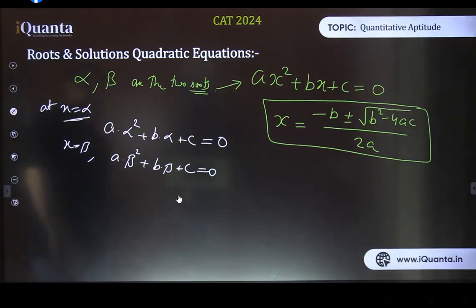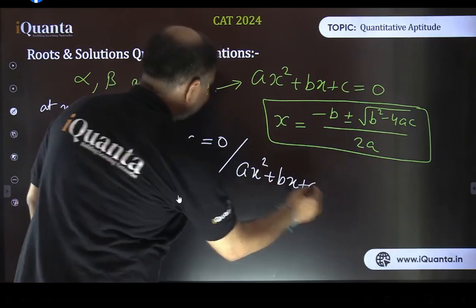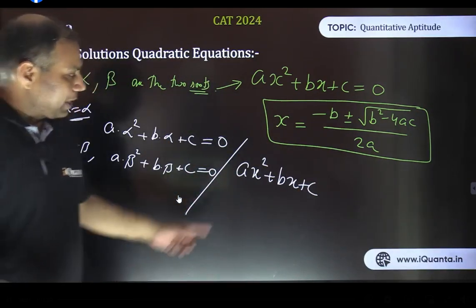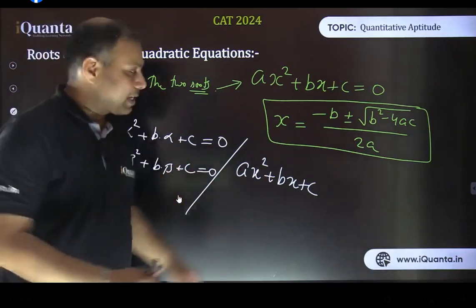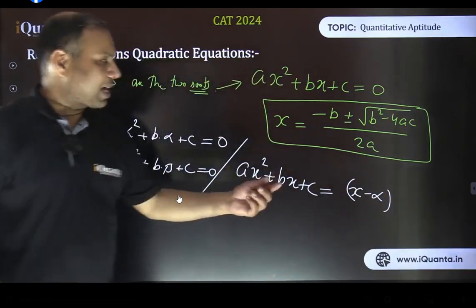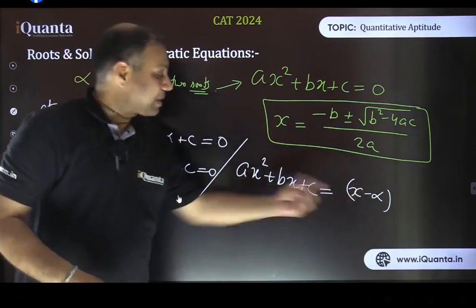Okay, let's see it like this. So if ax square plus bx plus c has two roots, alpha and beta, then x minus alpha must certainly divide it. Right? I repeat, if alpha is a root of this, it means x minus alpha must be a factor of this equation. X minus alpha must completely divide it. Yes or no? How can we say that?